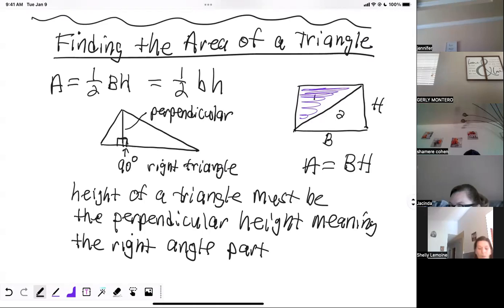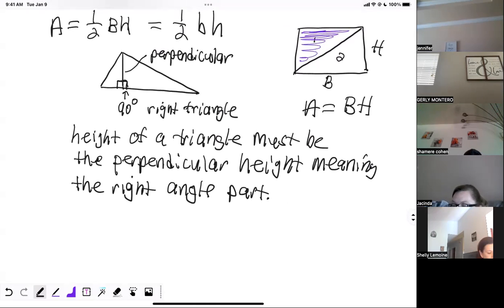You don't have to worry about that now, but as you go on in math, you're going to worry about it because they'll try to trick you into using different things. Now, the only thing I'm going to give you is a perpendicular part, so you're okay. But as you go on, they're going to do different things and not show you the right height. And I'll even show you an example in a minute.